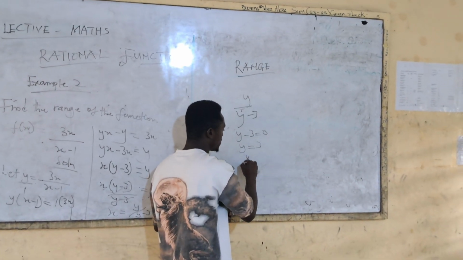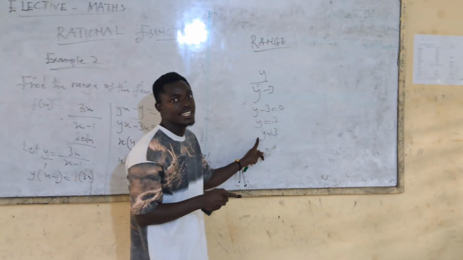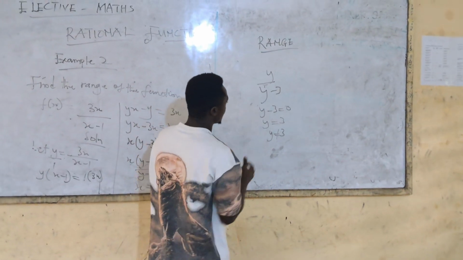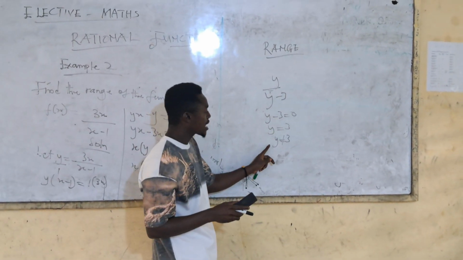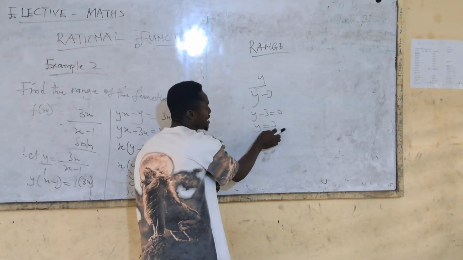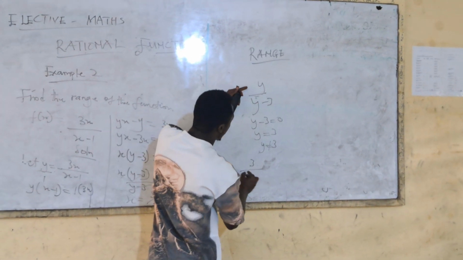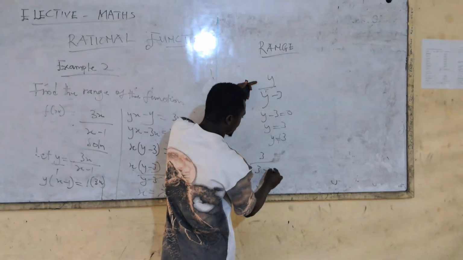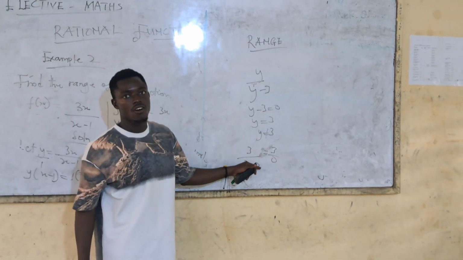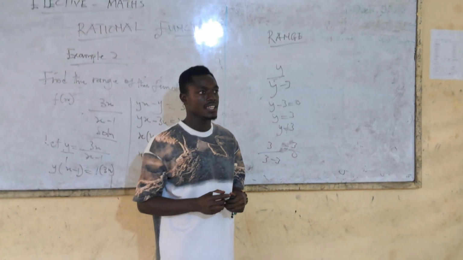But y cannot be equal to 3, because if y is equal to 3, it makes the whole thing undefined. If I put this 3 back here, I will have 3 over 3 minus 3, which is 3 over 0. This gives us undefined. So this is where we end our lesson for today.